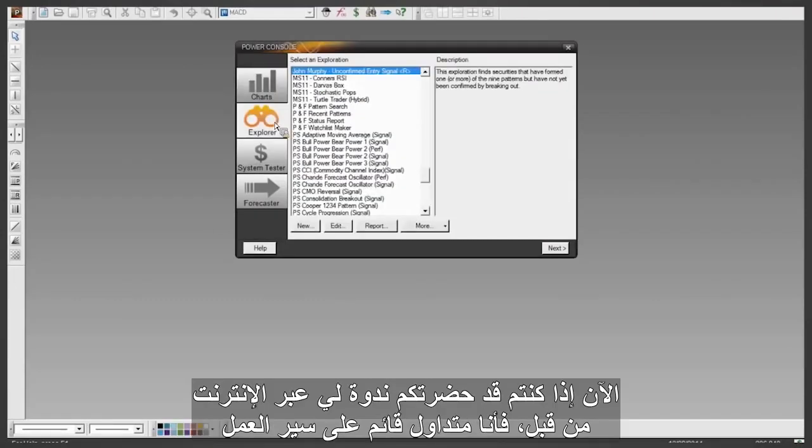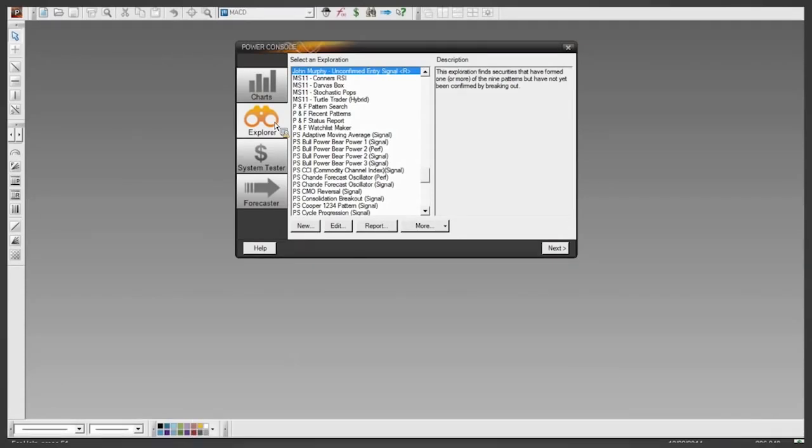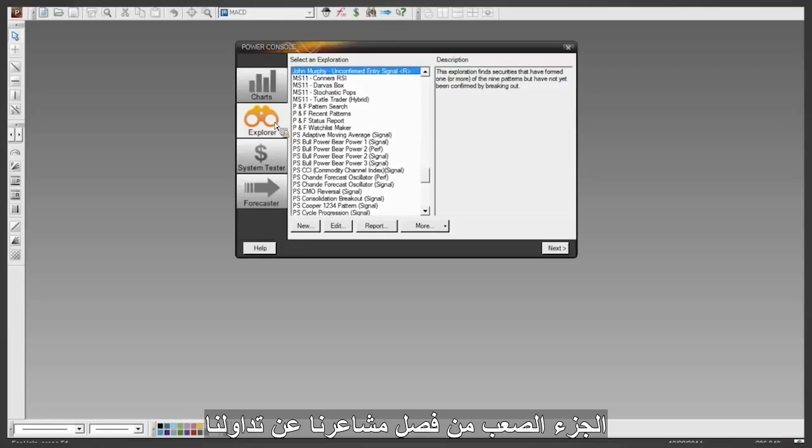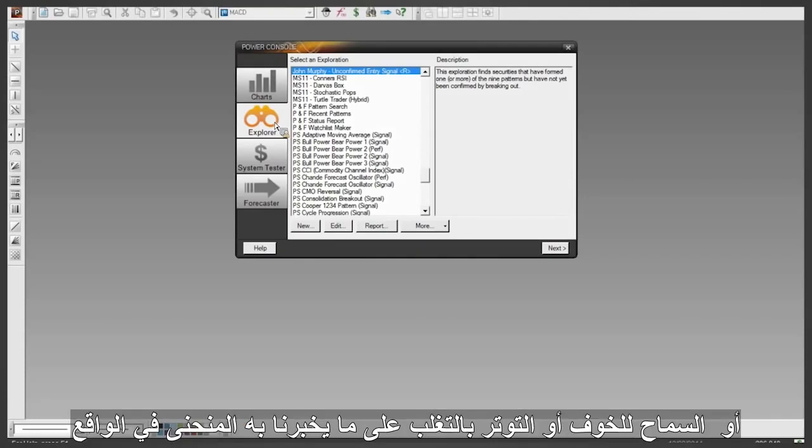Now, if you guys have ever attended a webinar of mine before, I am a workflow-based trader. Now, what I believe is that we should be able to take the emotion out of our trading. The difficult part in taking the emotion out of our trading is all of our tendencies to start interpretation of what we're seeing in different ways, or letting fear or hype overcome what the chart is actually telling us.